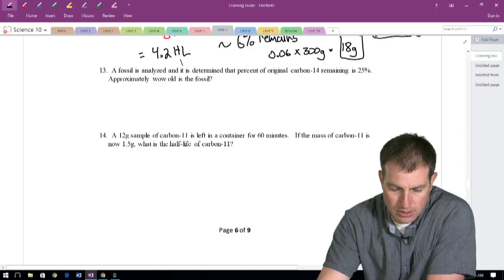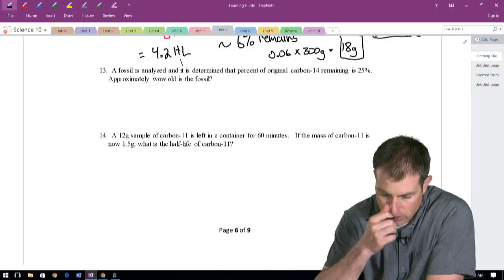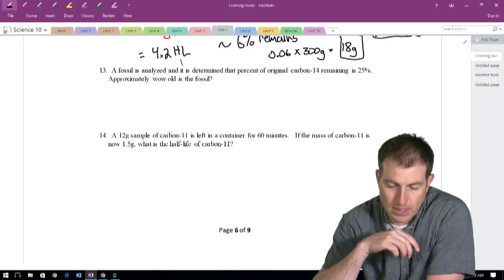A fossil is analyzed to determine the percent of original carbon-14 remaining is 25%. How old is it? A 12 gram sample of carbon is left in a container for 60 minutes. The mass of carbon is now 1.5. What's the half-life?